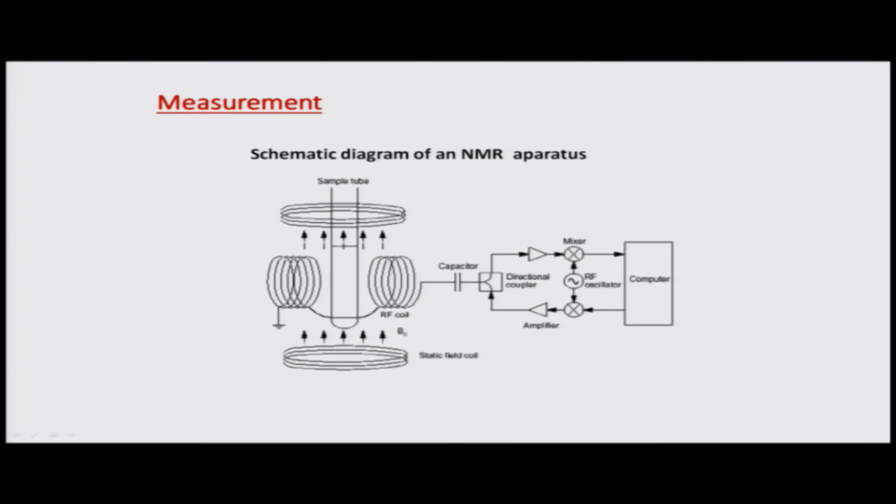You have this sample tube which has the liquid sample in it, which is being subjected to the static magnetic field. So, B0 has been shown here, and these are the RF coils which are along the dimension which gives rise to the XY plane, and the capacitor filters the signal out. There is a directional coupler, with which we can have the signal being controlled and provided through the RF oscillator with the help of a computer.